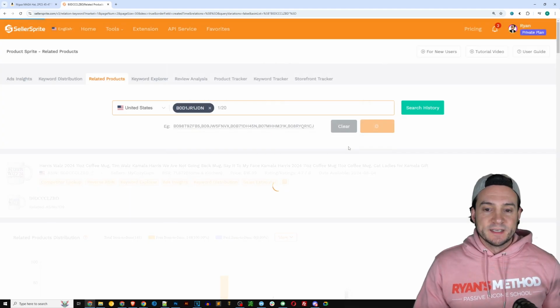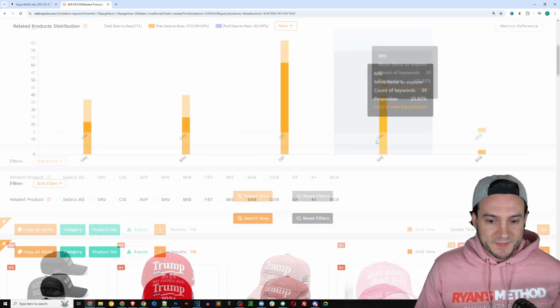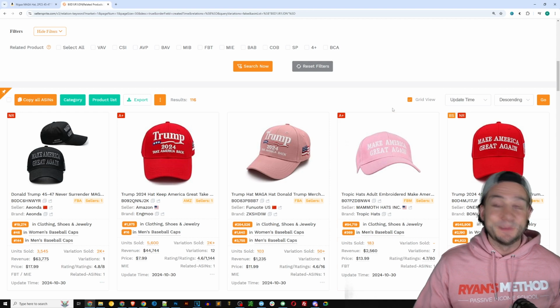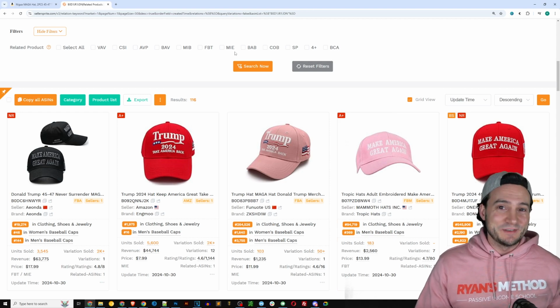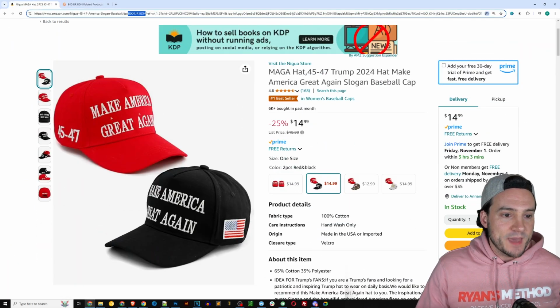Why not, right? Political hats, I mean, come on now. That's a no-brainer. We know that those sell extremely well. If you didn't know, now you know, right? A little bit late, but I guarantee you they're going to continue to sell after the election. So, all right, we plugged in a Make America Great Again.